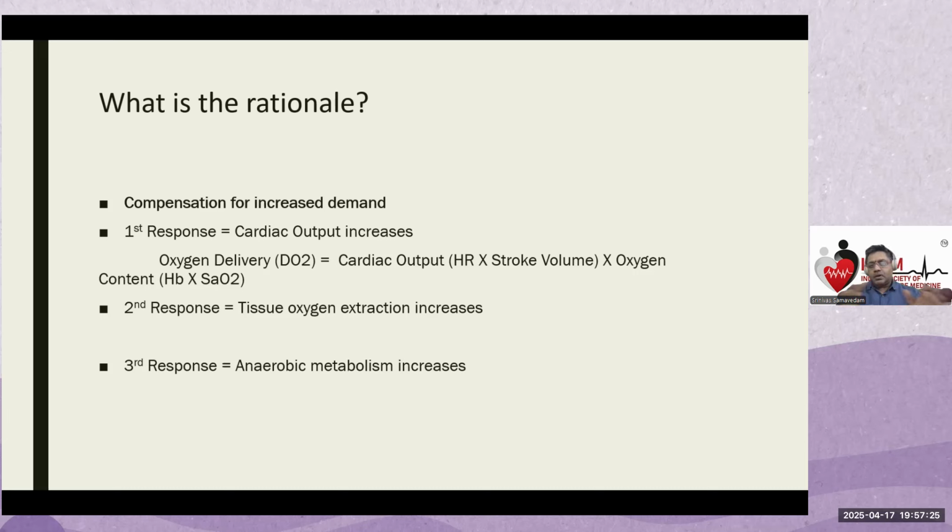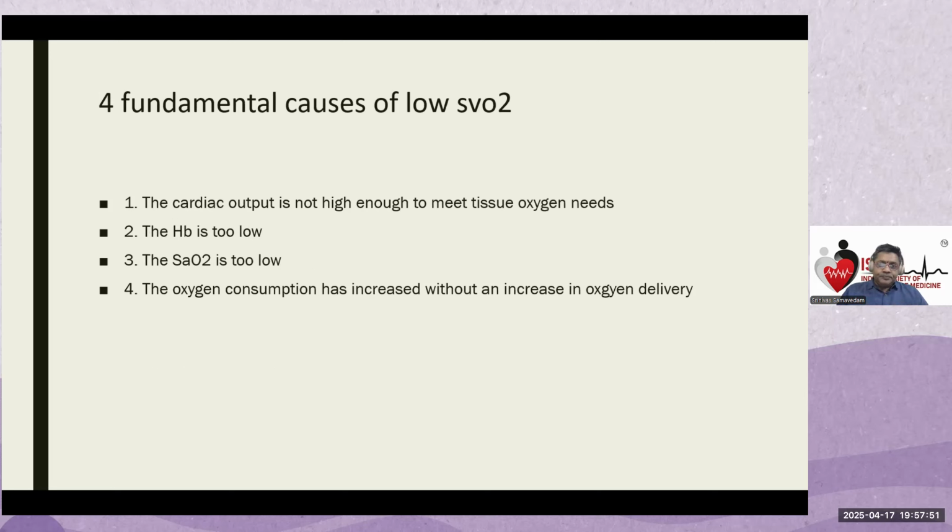So this is the normal. So the stroke volume increases, the heart rate increases, and you try to give more oxygen. The second response is the tissue oxygen extraction being increased. So from the standard 24-25%, it goes up to 40%. The final response is that it blunts itself. So it doesn't extract anymore. It starts its own anaerobic metabolism. That's when your lactate starts going up.